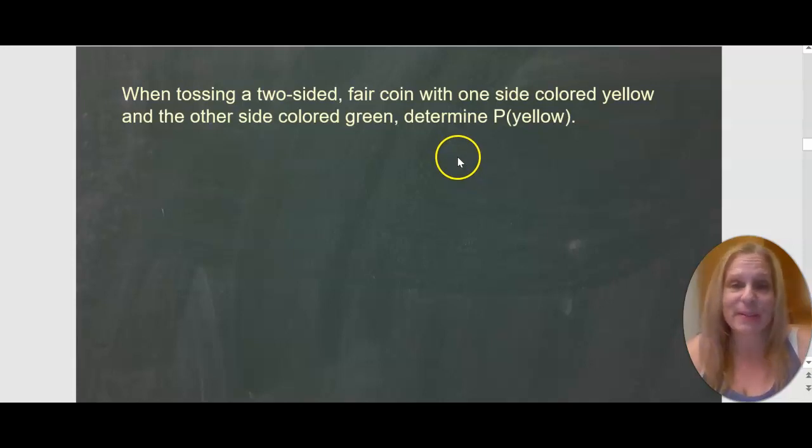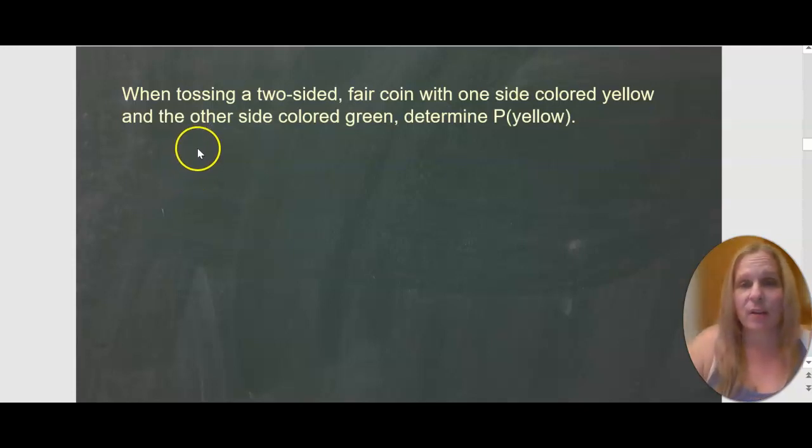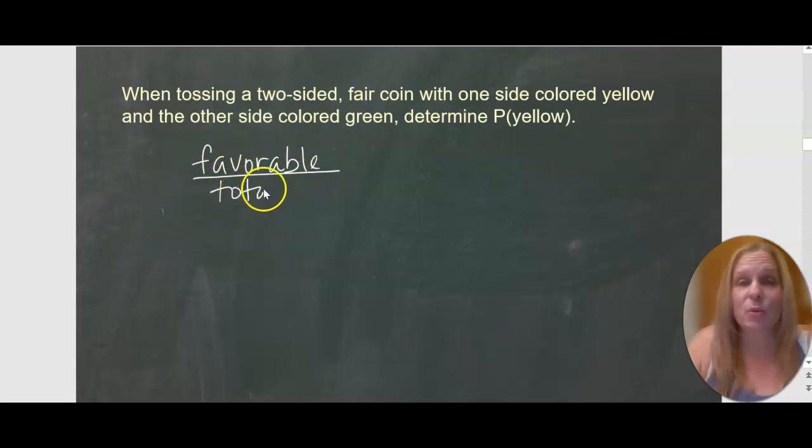Let's do some probability. Okay, when tossing a two-sided fair coin with one side colored yellow and the other side colored green, determine the probability of yellow. For all of these probability questions, we're going to have the same setup. It's going to be a fraction. On the top of the fraction, we're going to have what we call the favorable outcomes, what we're trying to get or trying to find. And on the bottom, we're going to have the total outcomes, right?